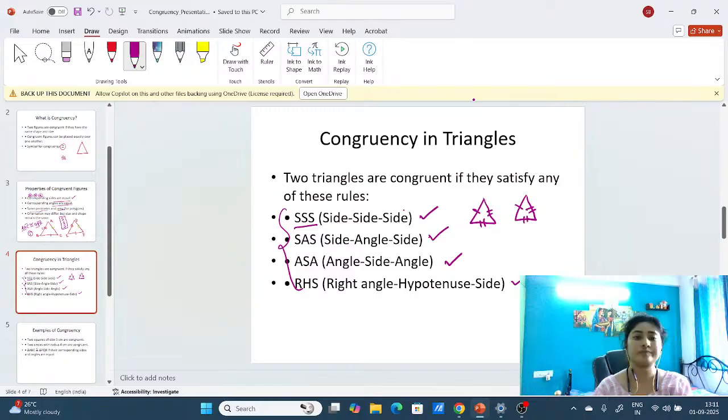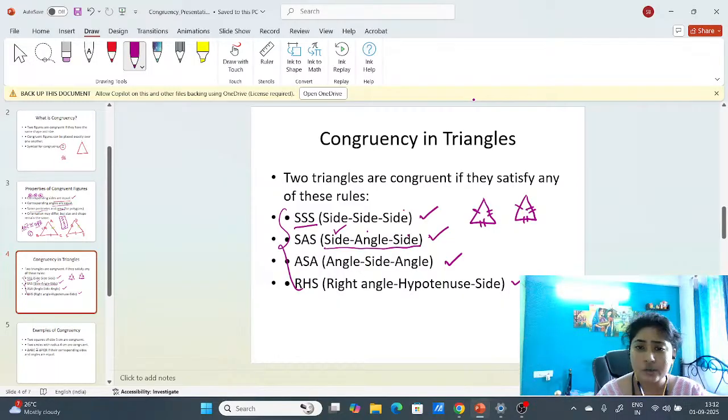Okay, so let us move to the next criteria. What is the next criteria? SAS means side angle side. Just observe this name very carefully. Side angle side. That means side, then one included angle. This angle is in between these two sides. So this angle is included angle.